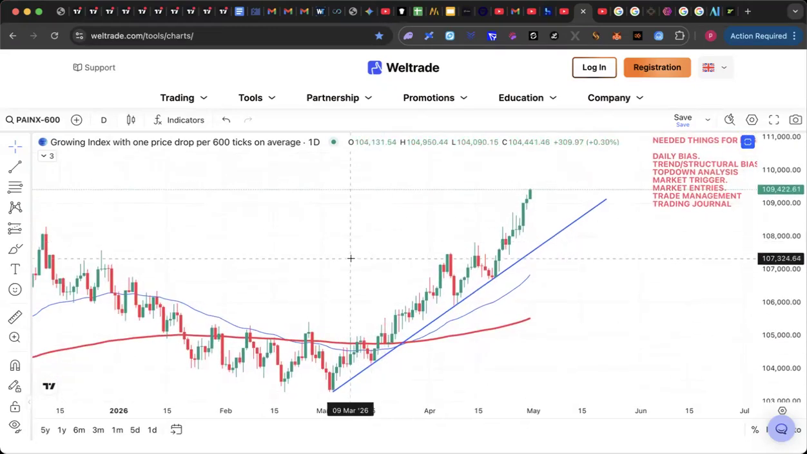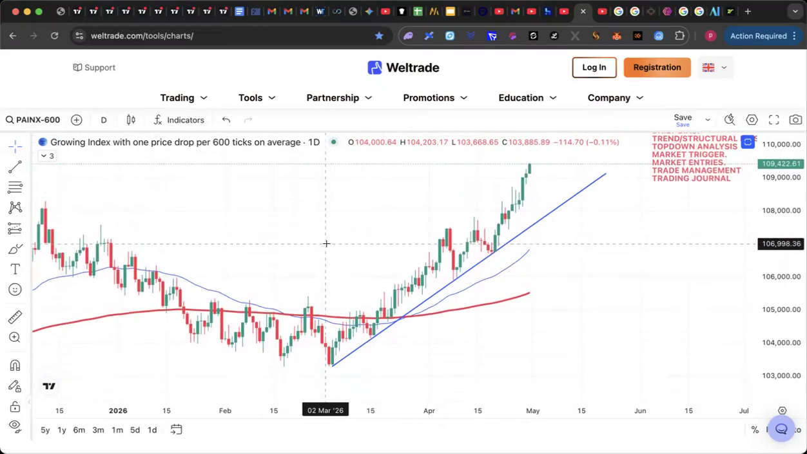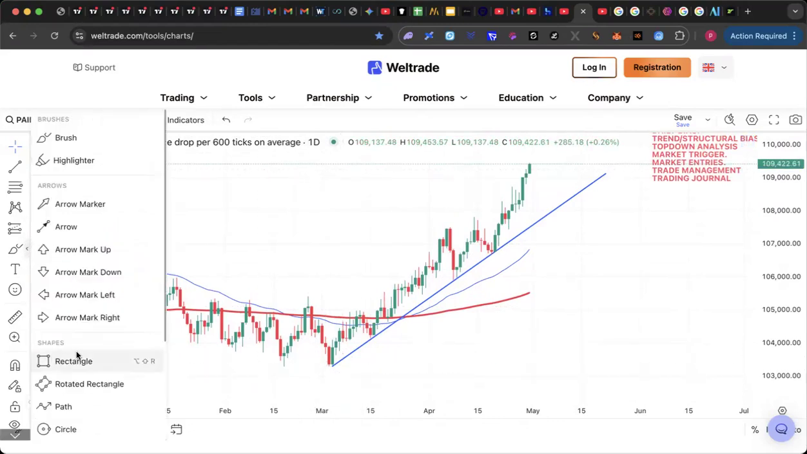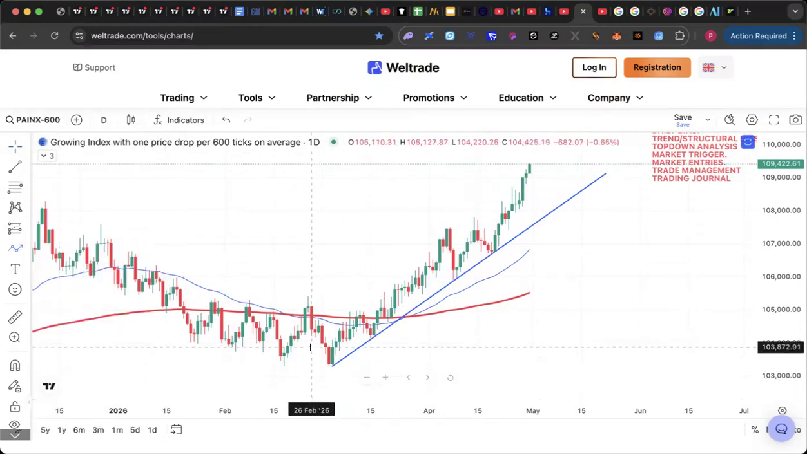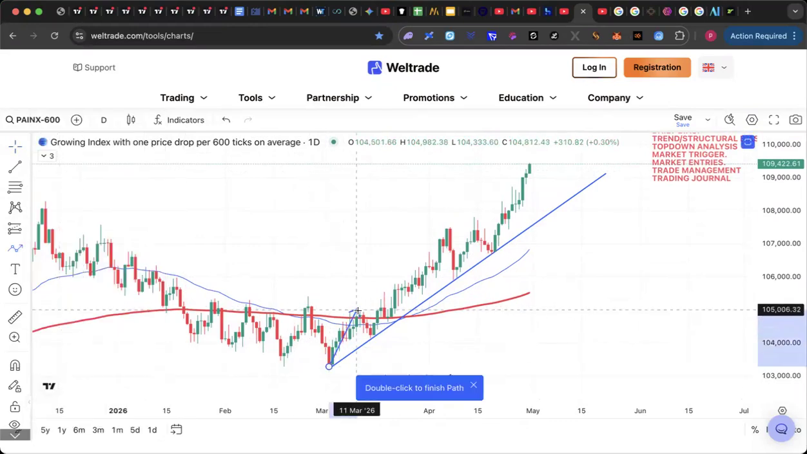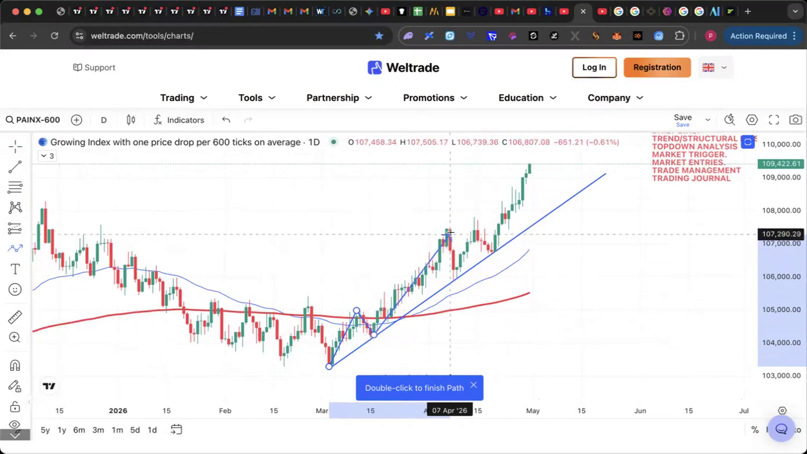So number one, let's look at the trend of this market. This market starts from here. Let me show you very quickly. I take this part to look at from here to here. No trend. This is a downtrend. Then we have a here.